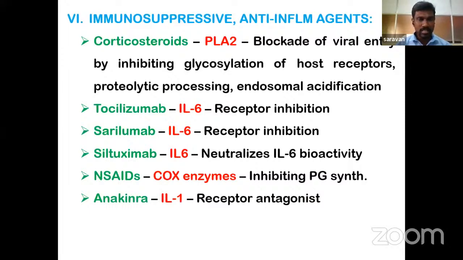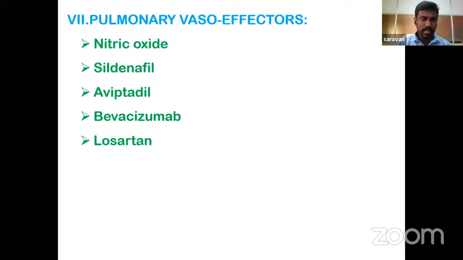All these inhibit the third stage of coronavirus infection, that is cytokine release syndrome, because cytokines like interleukin 1 to 17 and others are mainly involved in progression of the disease to the third stage, that is the hyperinflammatory stage of the disease. And the last category of drugs available is pulmonary vasoeffectors: nitric oxide, sildenafil, aviptadil, bevacizumab and losartan.